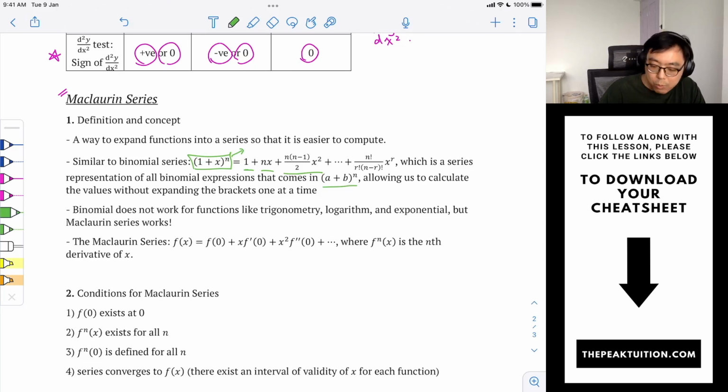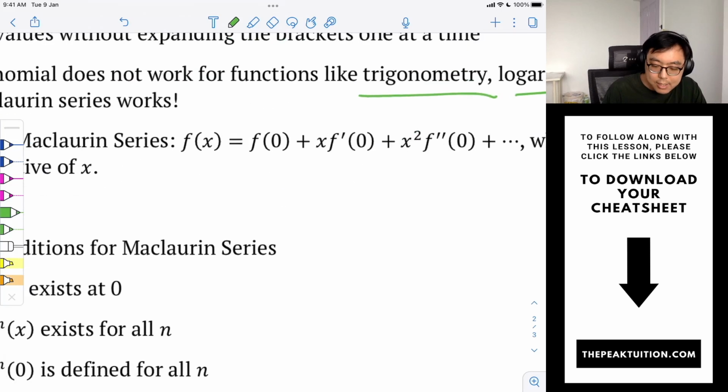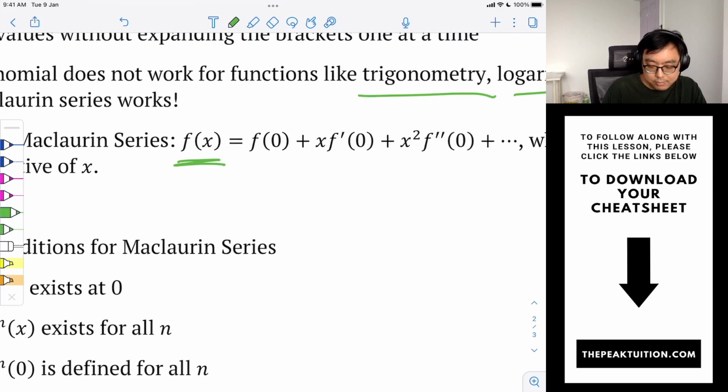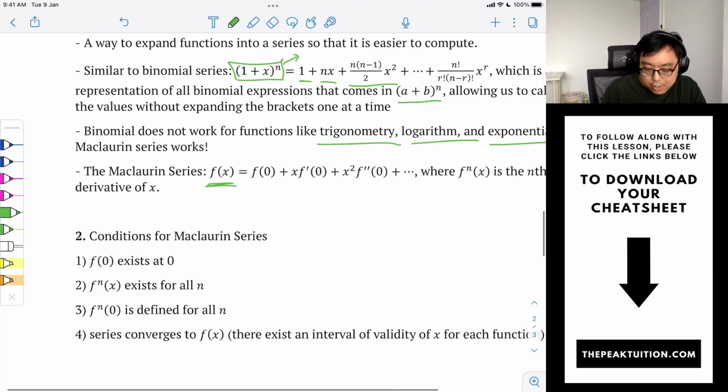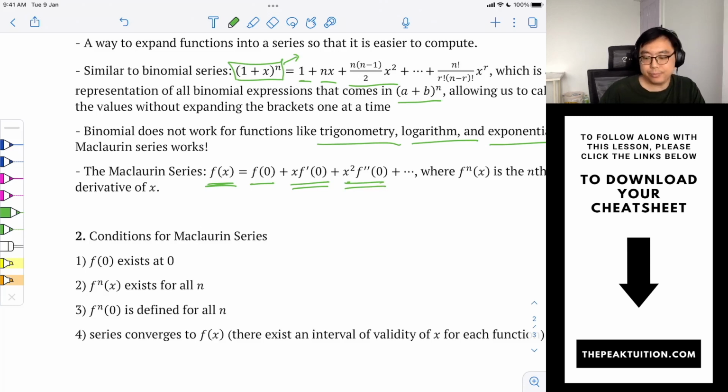But the binomial series does not work for functions like trigonometric, logarithm, and exponential functions. You just can't write them in the binomial form. And that's when the Maclaurin series comes into play, okay? So the Maclaurin series tells us that a function is equal to this expansion: the function with 0 substituted in it, plus x times the derivative at 0, plus x squared over 2 factorial times the second derivative at 0, and so on and so forth.